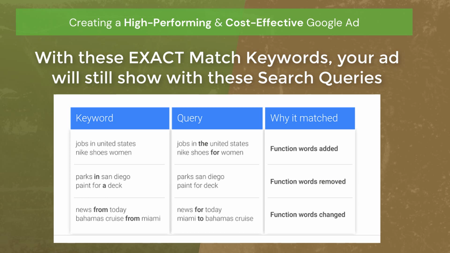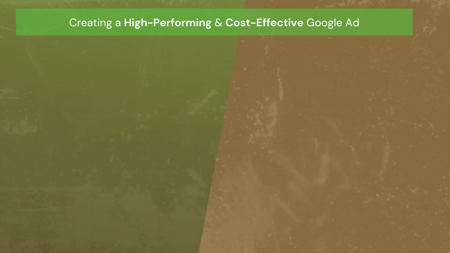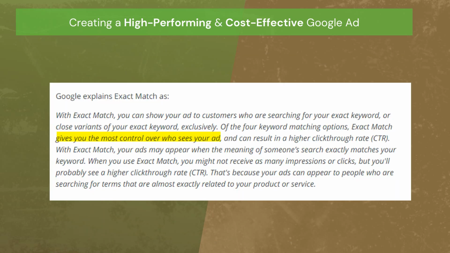Exact match gives you the most control over who sees your ad, and it can result in a higher click rate than the other options. But you won't have as many impressions or clicks because you're limiting when your ad will appear.